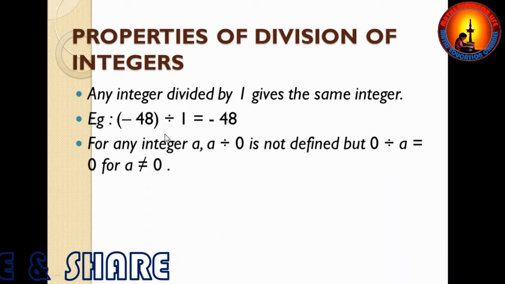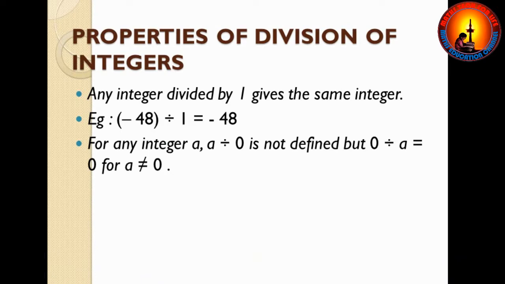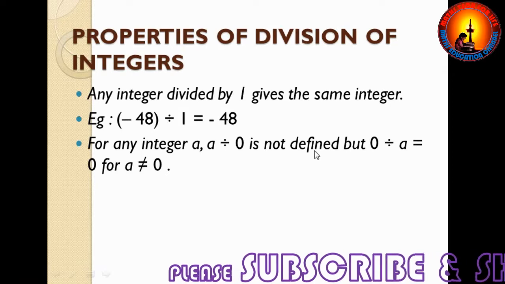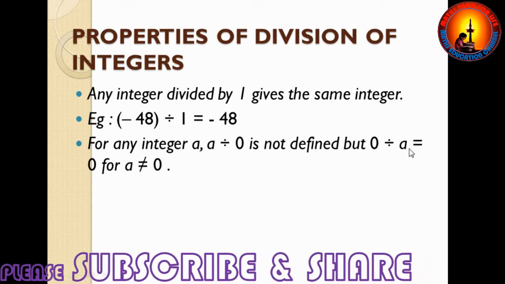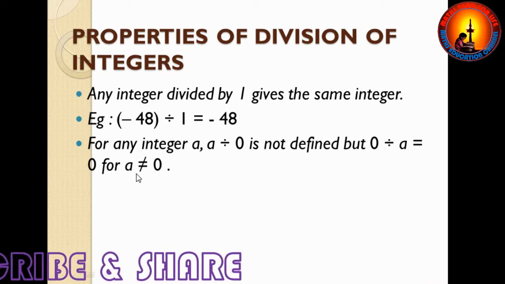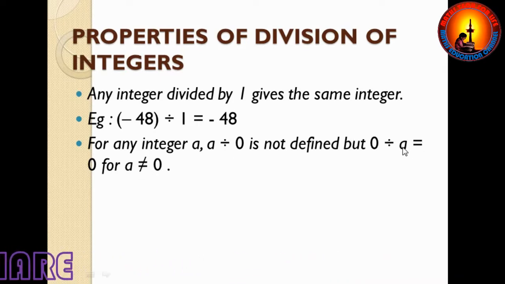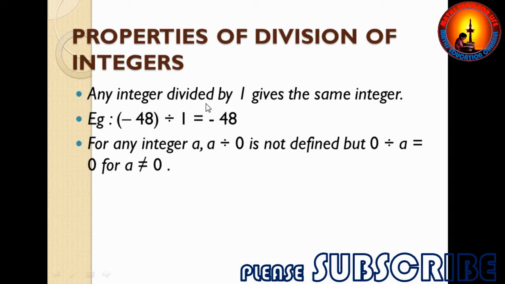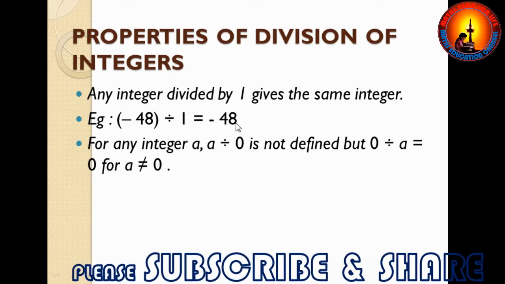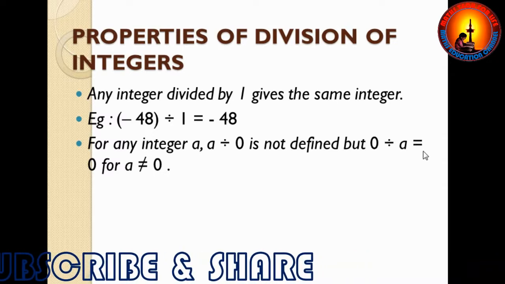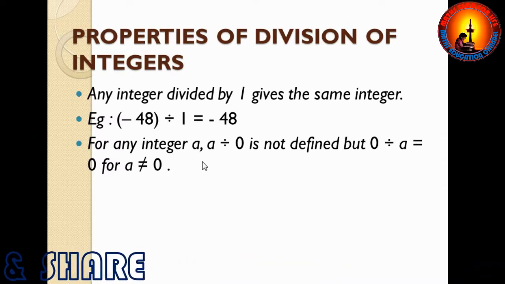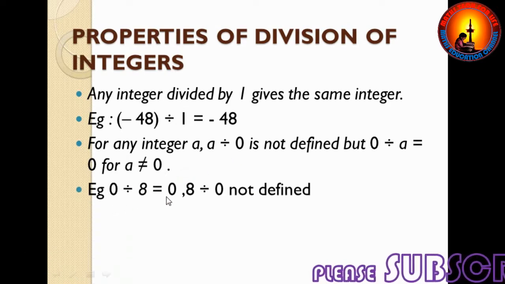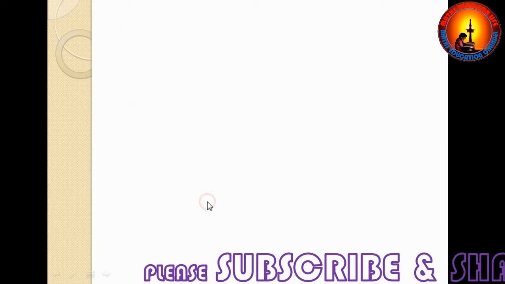Another thing is, for any integer a, a divided by 0 is not possible, and we write it as not defined. But 0 divided by a is always 0, for a not equal to 0. The condition is that a is a non-zero integer. That is, any number divided by 1 is that number itself, and 0 divided by an integer is 0. But an integer divided by 0 is not defined. Example, 0 divided by 8 is 0. 8 divided by 0 is not defined.